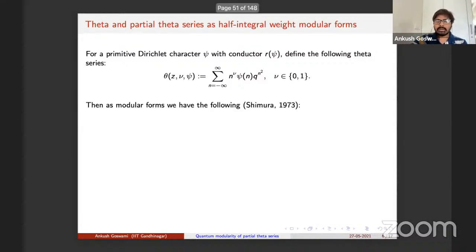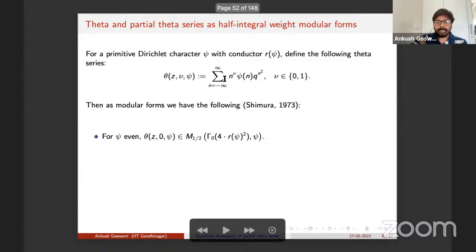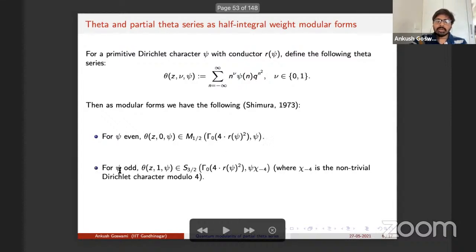Then Shimura showed that this theta series is a modular form precisely in these two cases. When nu is 0 and when psi is even, the corresponding theta series that you get is a modular form of weight 1/2 in this congruent subgroup with the character psi. And when psi is odd and nu is 1, the corresponding theta series, theta of z comma 1 comma psi, is a cusp form of weight 3/2 in this congruent subgroup with this character, where chi sub -4 is the non-trivial Dirichlet character modulo 4.